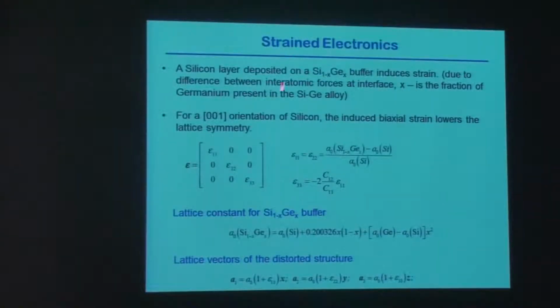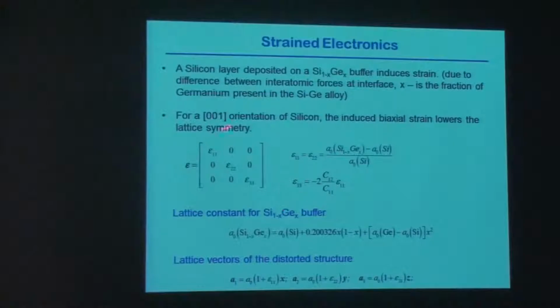So the last example problem I'd like to show is strained electronics. If you deposit a silicon layer on a silicon germanium buffer, because of the difference in the forces between the surfaces, it induces a biaxial strain.